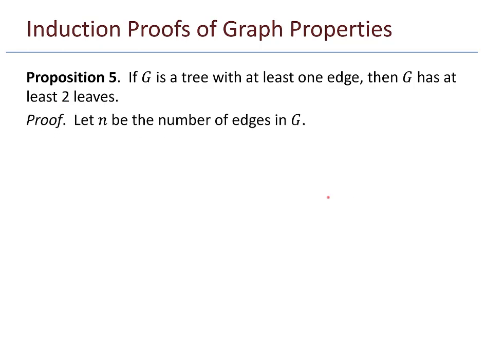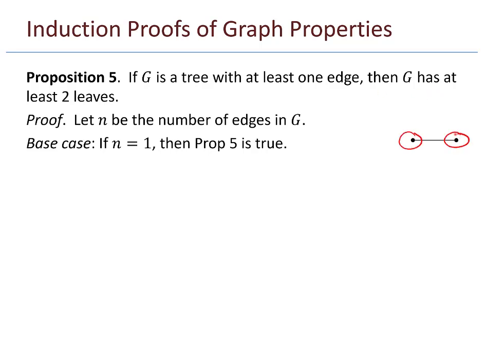Let n be the number of edges in my tree G. And we have a base case. This is an induction proof, so there's a base case, and this is the case n equals 1. There's one edge in my graph, and that's what it looks like. There's a graph with one edge. Is the proposition true? G has at least 2 leaves. Yep, this has at least 2 leaves. There we go. Those are my 2 vertices with degree 1.